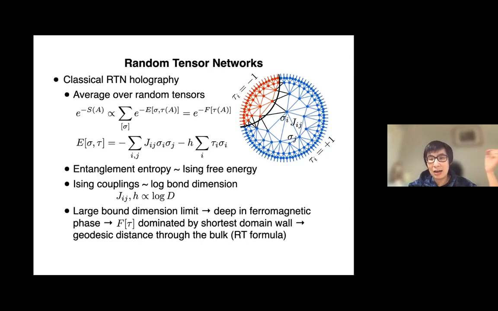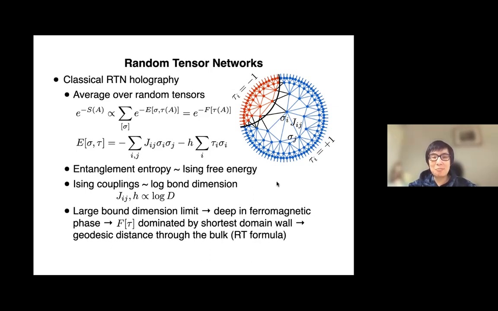If the bond dimension is very large, that means the spins are coupled very strongly with each other. So in the large bond dimension limit, the Ising model will be in a deep ferromagnetic phase, which means that the spins always want to align with each other. When we introduce the boundary condition, it creates an Ising domain wall between region A and region A bar. In a ferromagnetic phase, all the boundary spins want to pin a downspin region and all the upspins want to pin an upspin region, such that there's an Ising domain wall going across the bulk. The free energy always wants to minimize the domain wall length. Basically, it's dominated by the shortest domain wall.